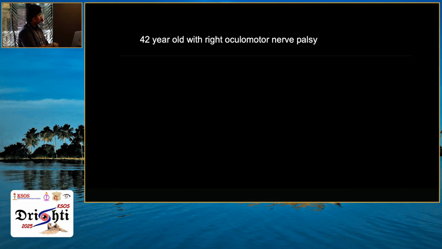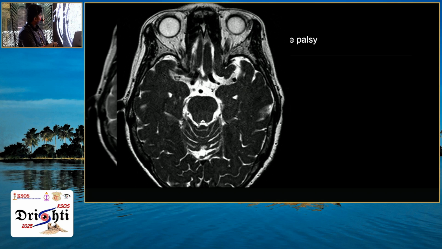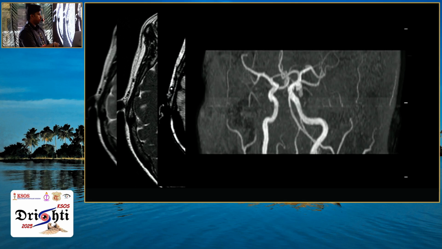And 42-year-old male with right oculomotor nerve palsy. This is a subtle finding case. This small black structure, which is not seen on the left side, is seen on the right side, which is more clearly seen on Fiesta sequences. And on post-contrast images, there is small outpouching here, and this is a case of posterior communicating artery aneurysm.